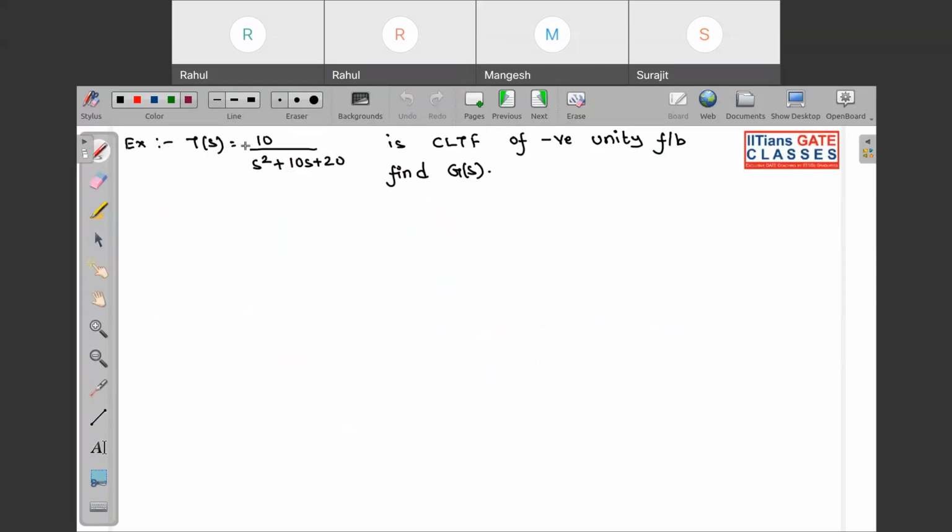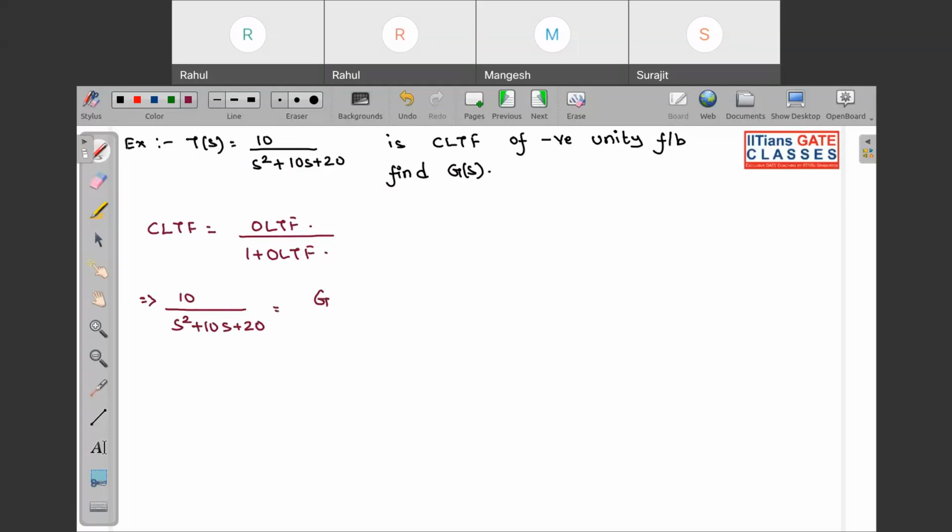Now suppose I have the closed loop transfer function of a negative unity feedback system. How can we find the OLTF? So how to find G(s)? G(s) is your OLTF, very simple. We have just seen the relation: CLTF is OLTF divided by 1 plus OLTF. So simply write 10 divided by s square plus 10s plus 20.